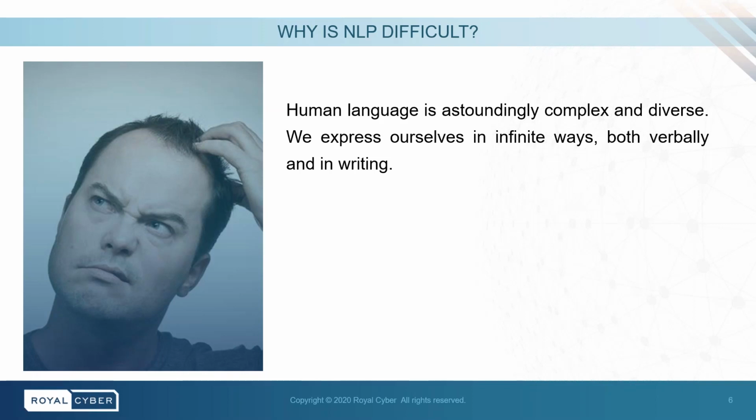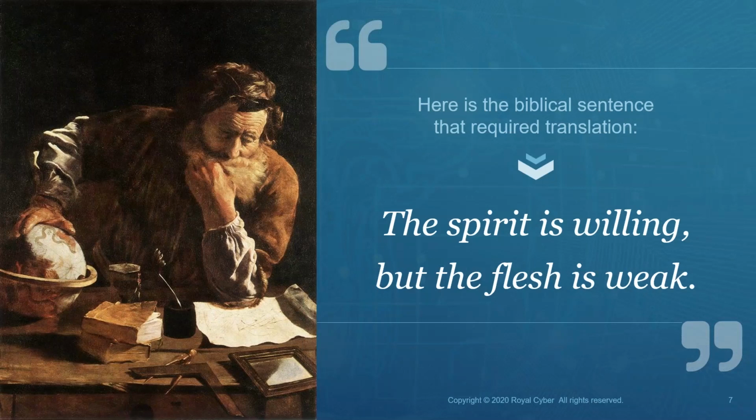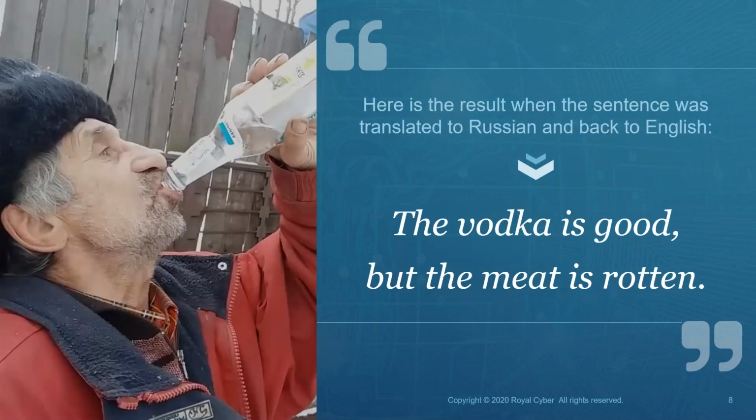It's easy for a human to understand the nuances of speech, but it's not as easy for a machine. And here's actually an example of natural language processing gone wrong. Back in its nascent stage in the 1950s, some words were translated between Russian and English, so the biblical sentence required translation: the spirit is willing, but the flesh is weak. When translated to Russian and then back to English, the response was, the vodka is good, but the meat is rotten. Close, but no cigar.